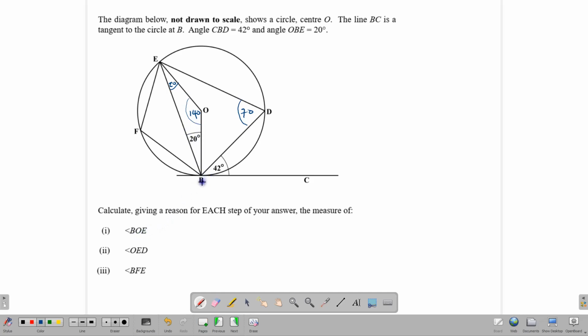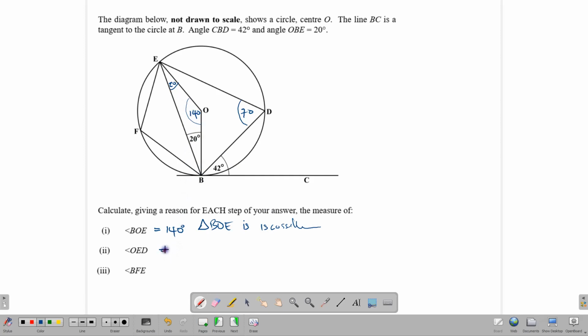BOE, well, we've answered it, is equal to 140 degrees. And the reason it's 140 degrees is that triangle BOE is isosceles. Okay, so this triangle here is isosceles. And because it's isosceles, we can add these two angles and subtract from 180 and end up with 140.